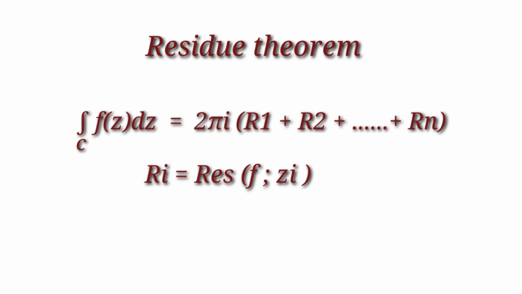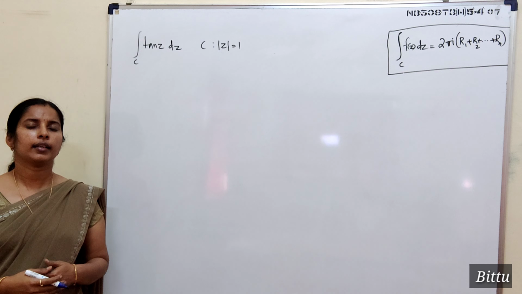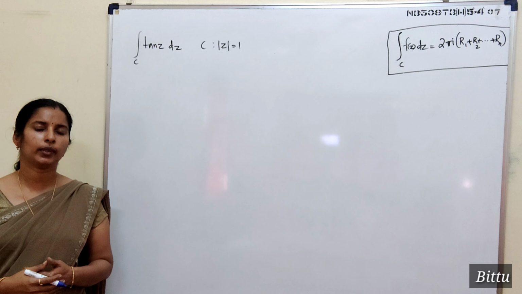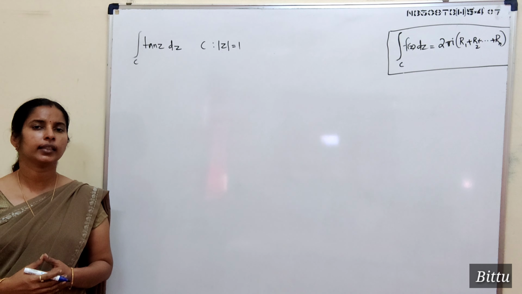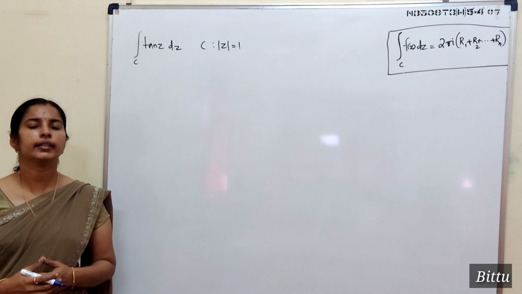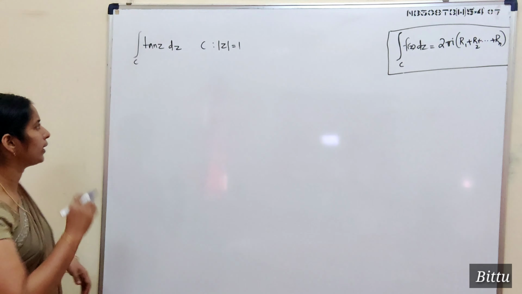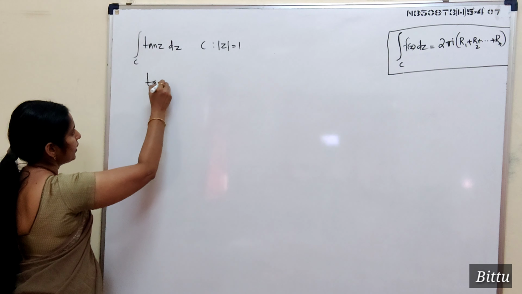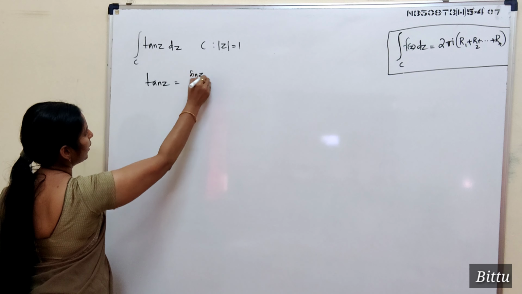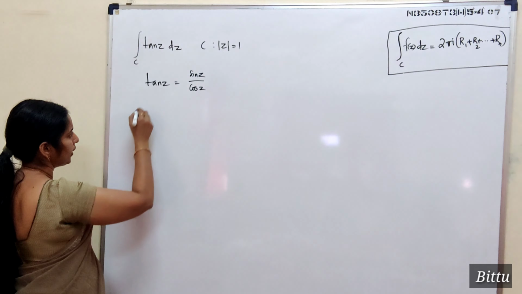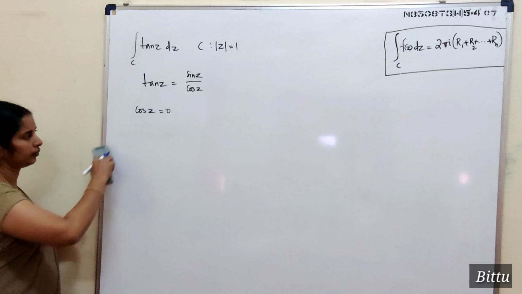In this video, I am going to evaluate a few complex integrals by using the residue theorem. We have to evaluate the integral over C of tan z dz, where C is |z| = 1. For evaluating this, first you have to find its singularities. You can find them by considering tan z as sin z by cos z, and the singularities of tan z are given by cos z equal to 0.